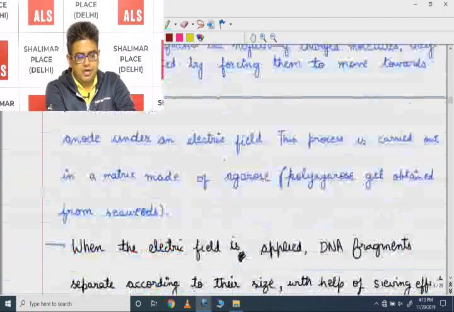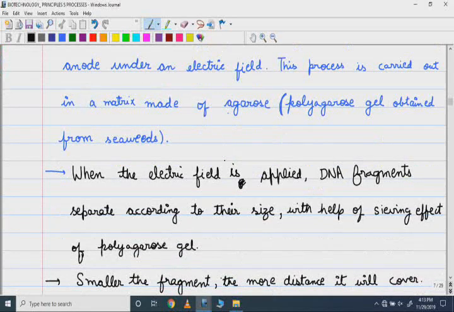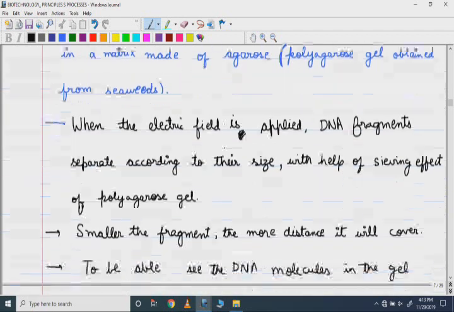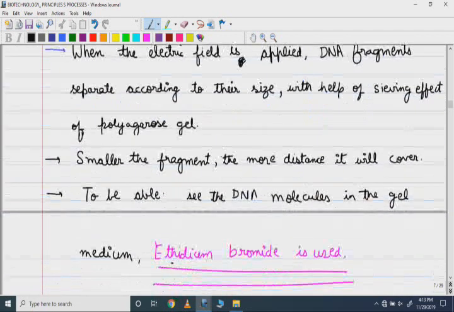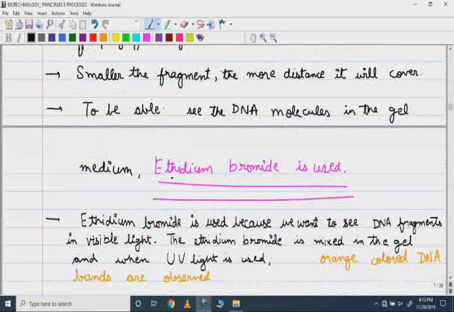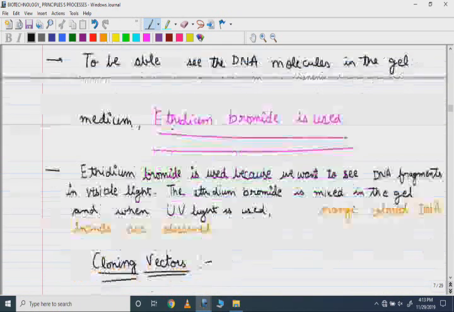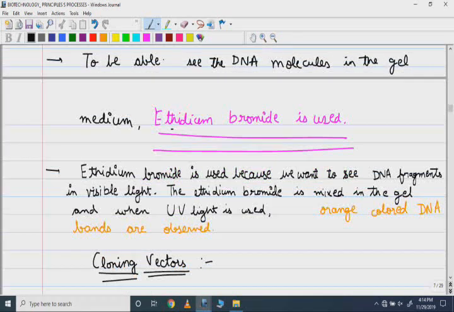Okay. So I explained this technique to you in the last class, that smaller fragments travel faster, larger fragments travel slower, right? And because of this, they cover different distances. In order to see the DNA molecules, we use something called ethidium bromide to visualize them. Ethidium bromide is used because we want to see the DNA fragments, and to visualize that, we use ultraviolet light.